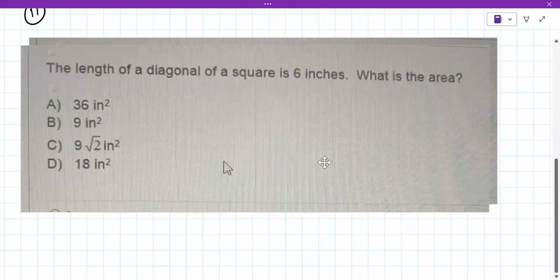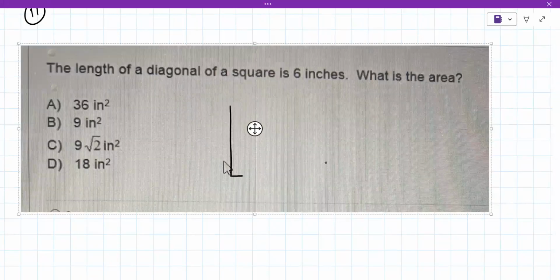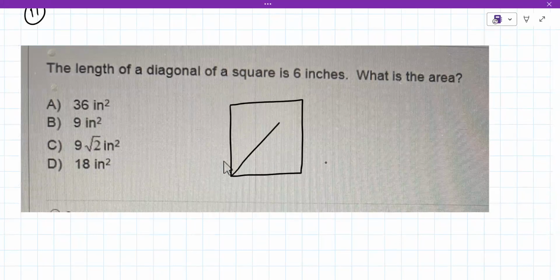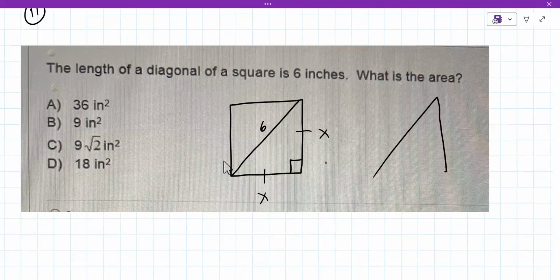The length of a diagonal of a square is 6 inches. So let's draw our favorite square. There's our favorite square. Here's the diagonal. It's 6 inches. What do we know about a square in terms of the side lengths? They're all congruent. They're the same. Now, this also happens to be a 45, 45, 90 triangle. Why is that?